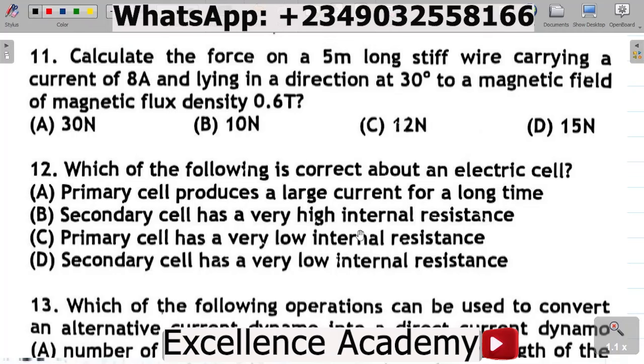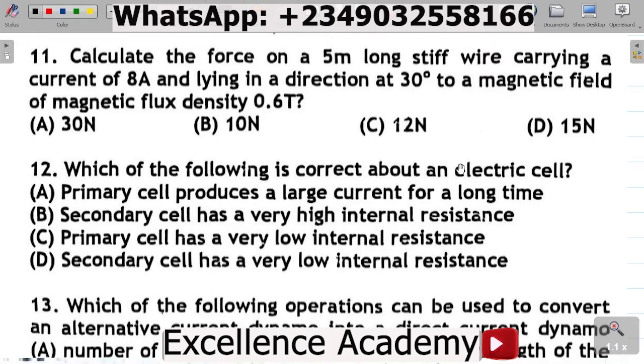In this video, I'll be providing the solution to 2022 JAMB examination question 11 to 20. Question 11 says, calculate the force on a 5-meter long stiff wire carrying a current of 8 amperes and lying in a direction at 30 degrees to a magnetic field of magnetic flux density 0.6 Tesla. A 30 Newton, B 10 Newton, C 12 Newton, D 15 Newton.